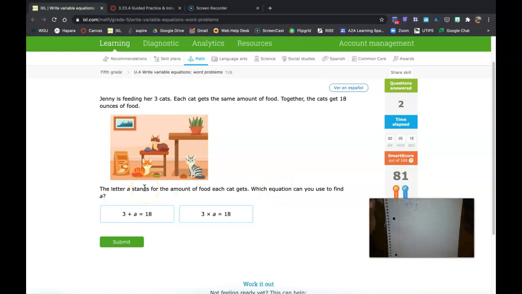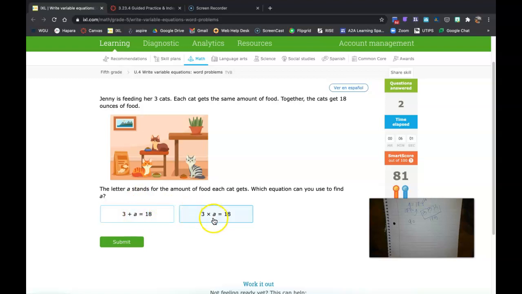So again, I'm solving for A. So A is my answer. Now, Jenny has 3 cats, so I'm going to just draw 3 cats right here. I'm drawing a model to help me solve this problem. Each cat gets the same amount of food, and together, all 3 cats get 18 ounces. I want to know how much food each cat gets. Even though I'm not seeing an operational word here, my model shows me that I'm taking this 18 ounces of food and splitting or dividing it among 3 cats. And so the operation here is division.